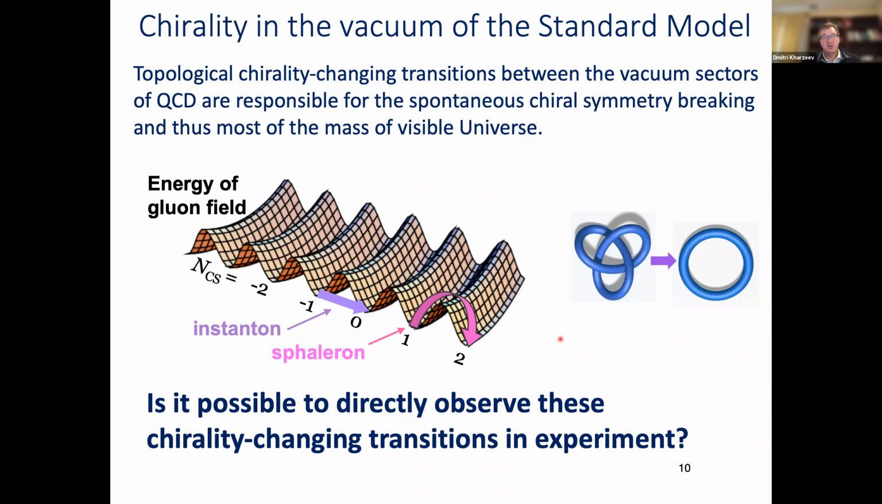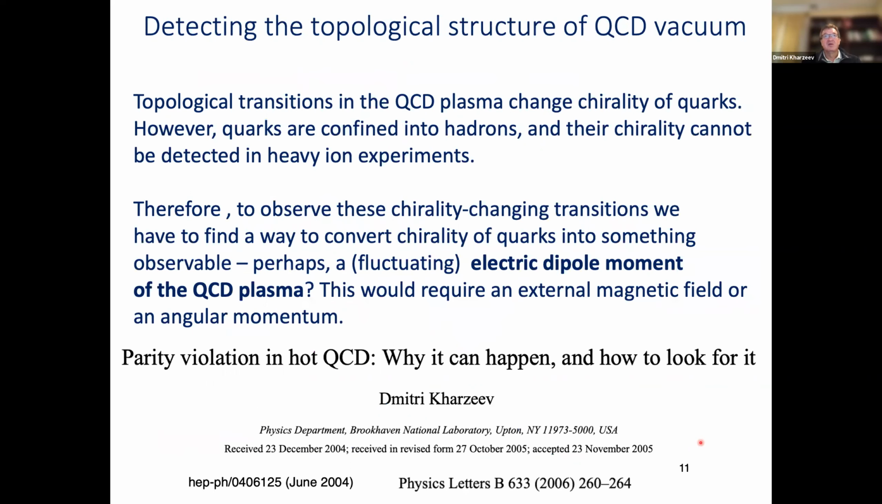So the question is whether we can directly observe these chirality changing transitions in experiment. And this was my personal motivation for starting to work on what has become the chiral magnetic effect. Detecting these topological transitions in the QCD plasma is not easy because they change the chirality of quarks. However, quarks ultimately get confined into hadrons, and of course, the chirality of quarks confined into hadrons is not something that can be detected. Therefore, to observe these chirality changing transitions, we have to find a way to convert the chirality of quarks into something observable.